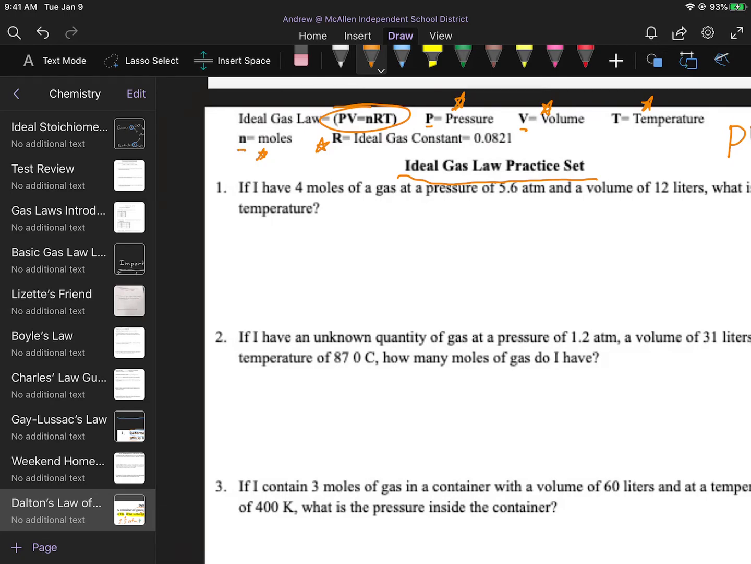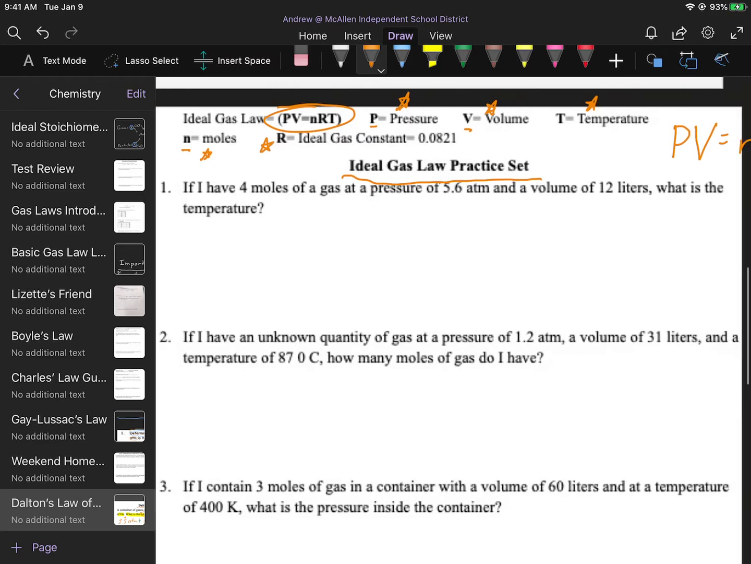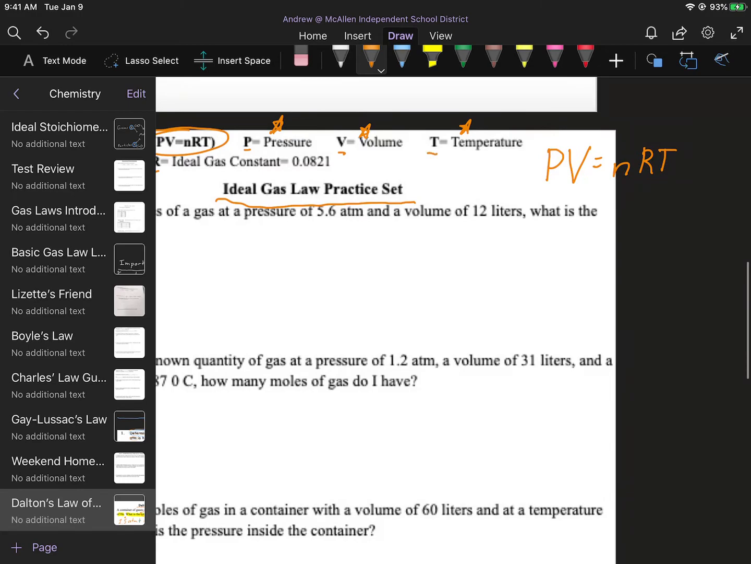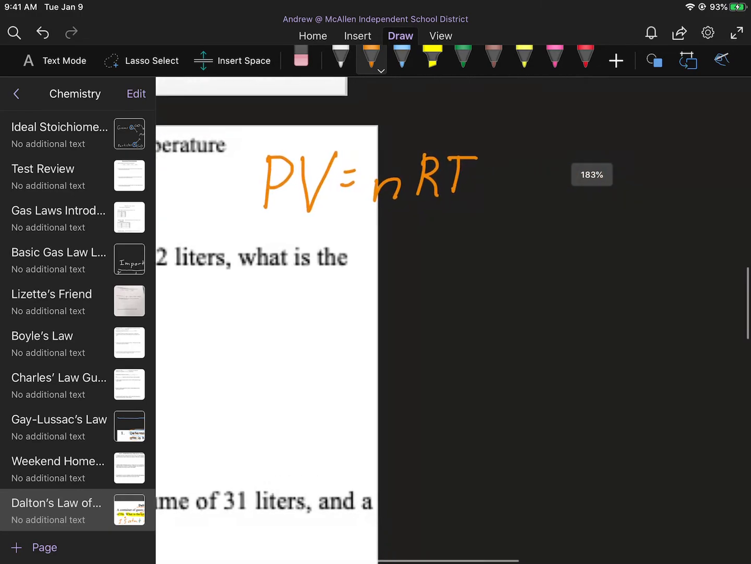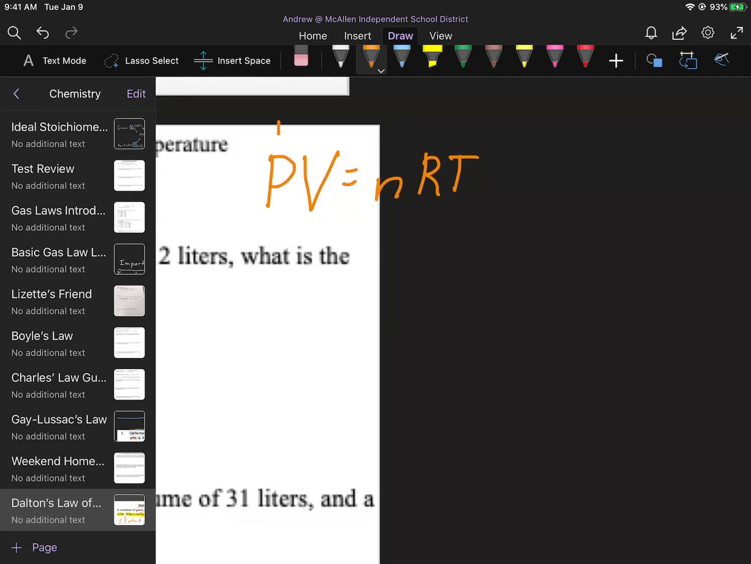Why don't we use M for moles? We use that for meters. R is the ideal gas constant, and T is temperature. So to re-say this formula in words, it's pressure times volume equals number of moles times your ideal gas constant times temperature.